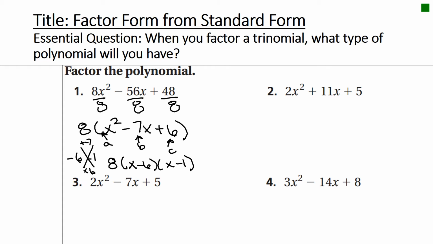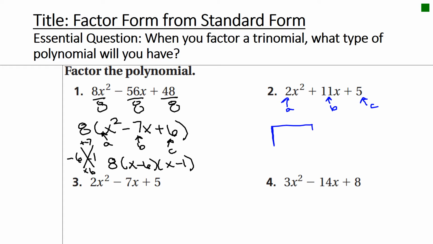All right, scenario number 2. All of these numbers are already prime, so there is no greatest common factor. A is 2, B is 11, and C is 5. I'm going to talk to you a little bit about how this changes our problem.